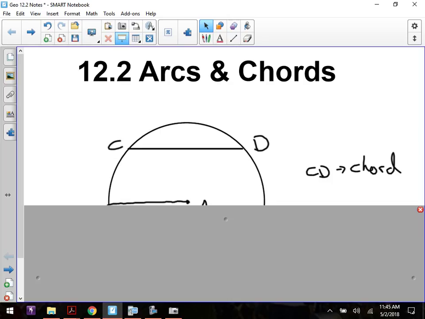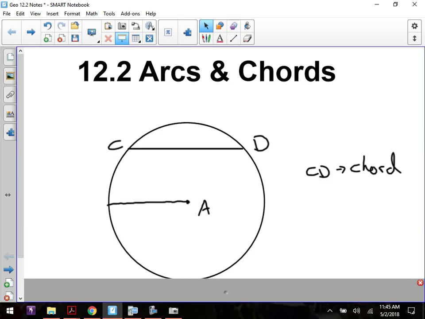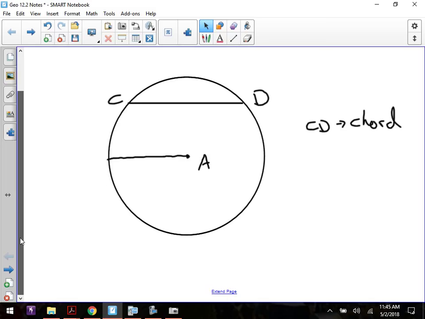For example, one of the things that I want you guys to remember is that a chord is a segment in a circle that has its endpoints on the circle. That's nothing new. We've defined it a few different times and used it on many occasions. The one chord that we have used over and over again has been a diameter.